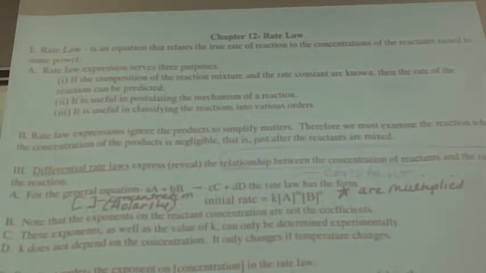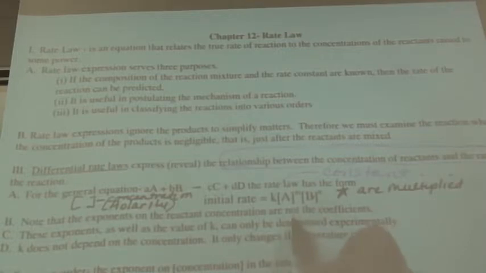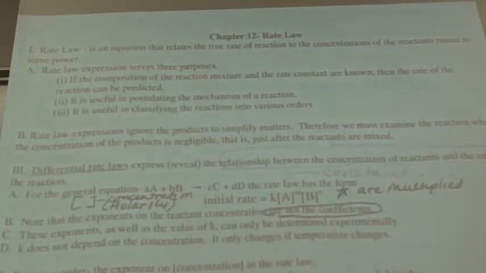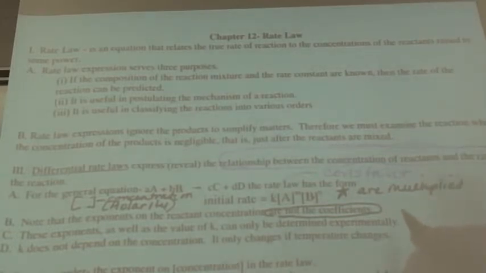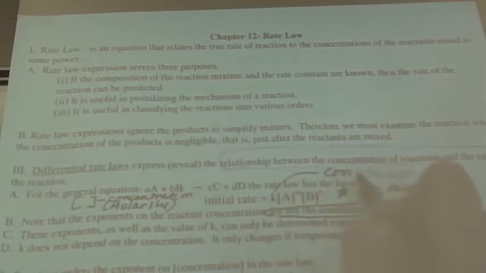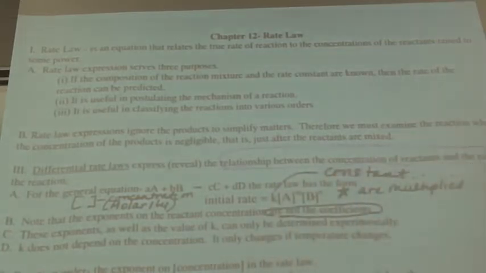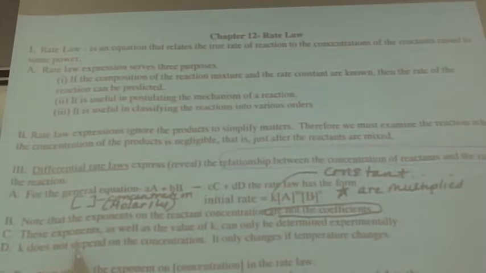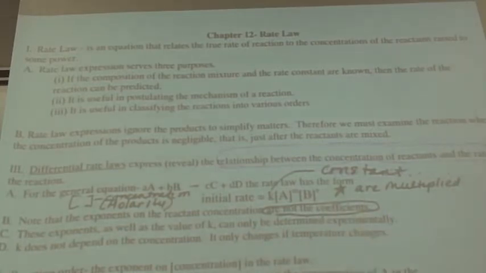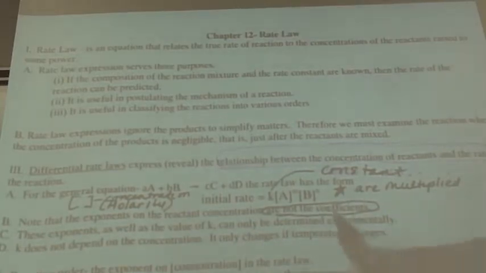Here we go. Now, this m and n are not the coefficients. These exponents can only be determined experimentally. The value of k, the constant, can only be found experimentally. k does not depend on the concentration of the reactants. The only time this constant varies is if temperature changes.